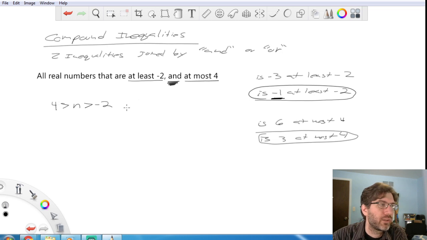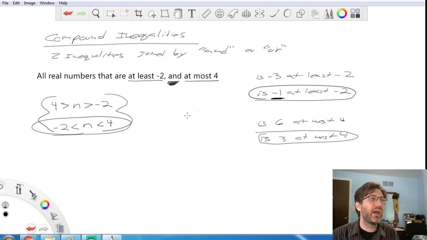Now I can't put it like that, but I don't really like it that way because the smaller number is first, so I'm going to flip everything around. And when I flip everything around, the signs get flipped as well. So either one of these is acceptable. However, this is the preferred method.